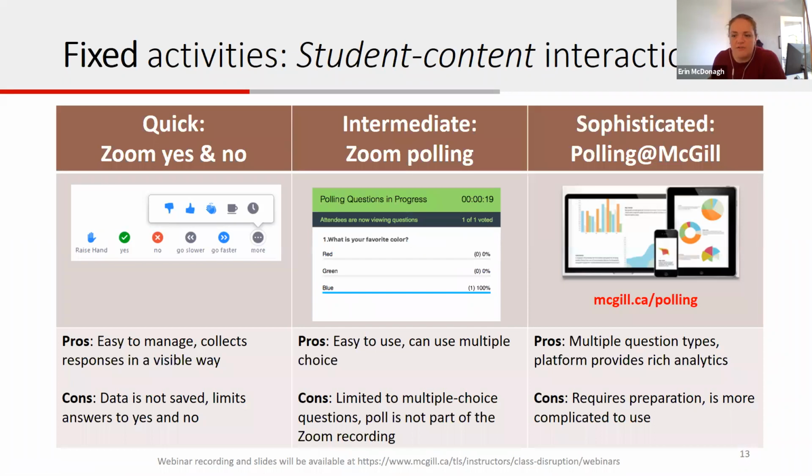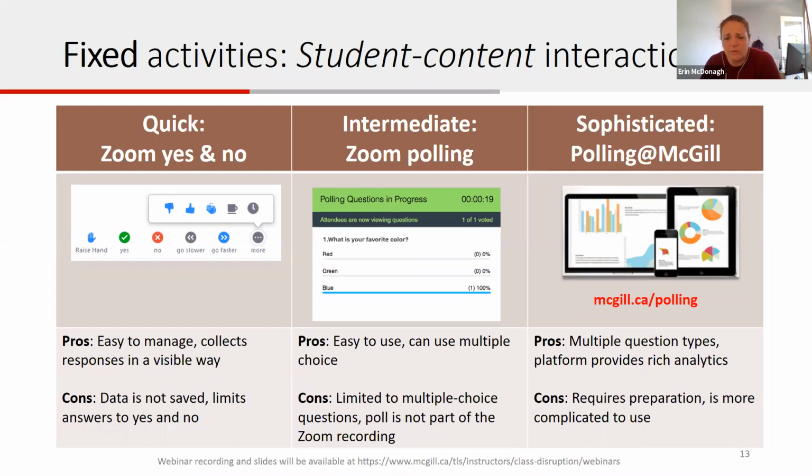Student to content interactions. So this is polling, basically. And I've given you three options here, and they move from left to right, from the easiest and probably the least data-rich way of conducting a poll in your class, to the most sophisticated and the richest analytics that you can get back from your polling. So the first is the Zoom yes and no easy poll.